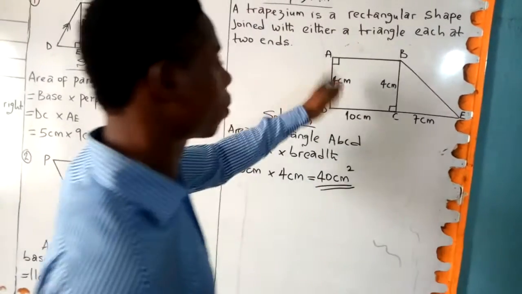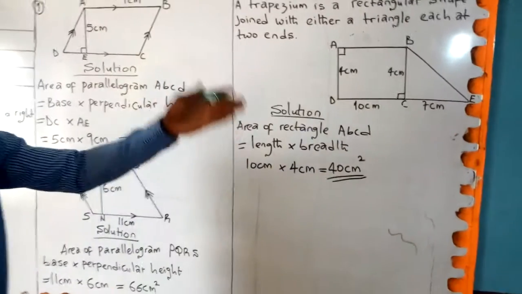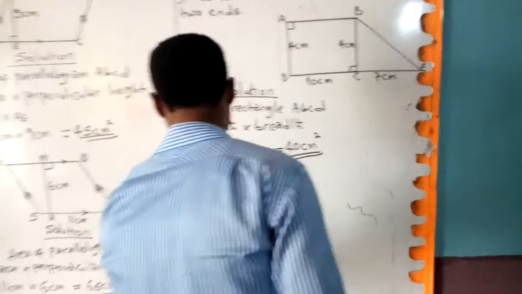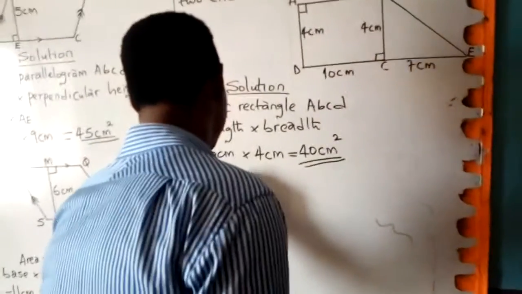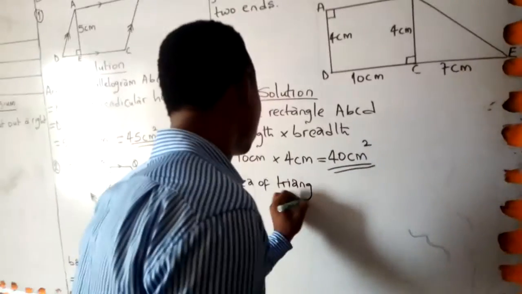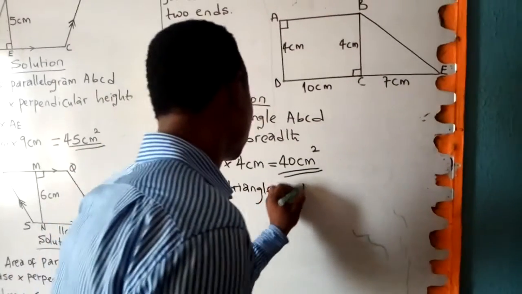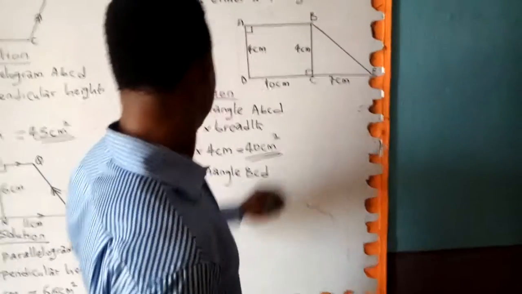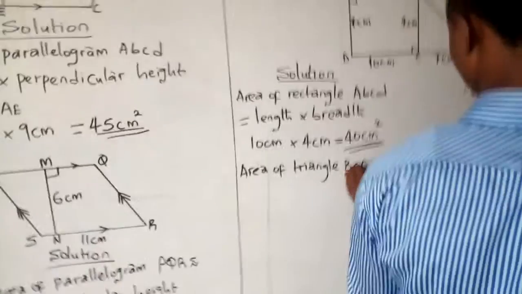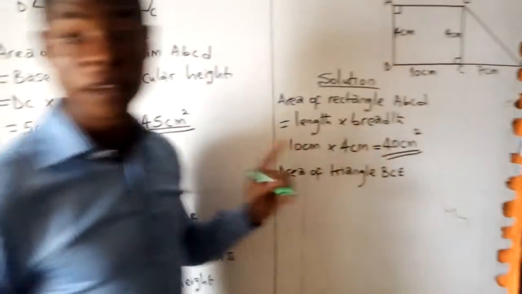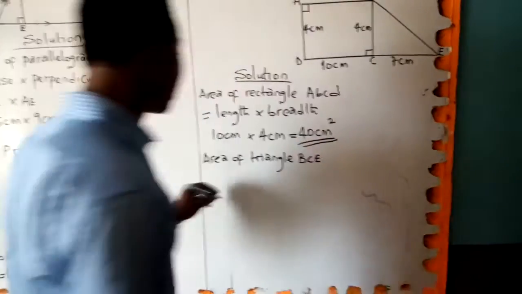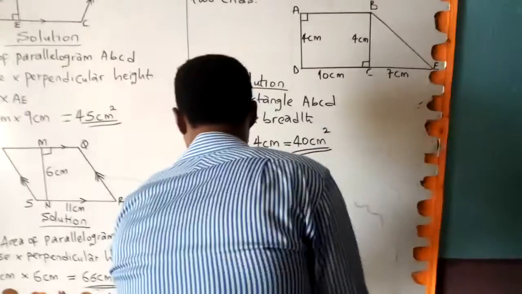That is for the rectangle. Now we are going to look into that triangle there, the area of triangle BCE. So what are we going to do here? I have base multiplied by height, which is what we are going to use for the triangle.